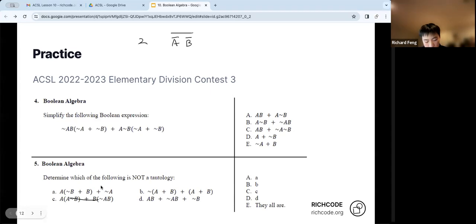Okay, so moving on. I'll do the first question and then you guys can try the second one on your own. Let me clear. I don't know why it's not clearing the annotations. Okay.